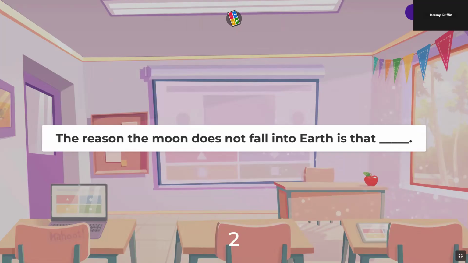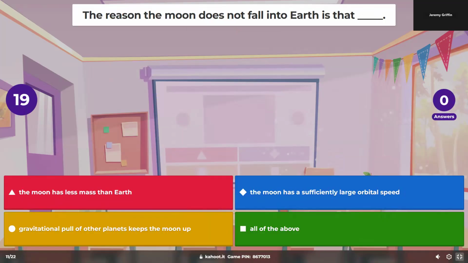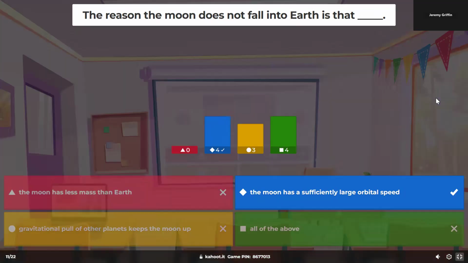Reason the moon does not fall into Earth. The moon has less mass than Earth. The moon has sufficiently large orbital speed. Gravitational pull of other planets keeps the moon up. All of the above. What's the primary reason? Why doesn't the moon crash into the Earth? Sufficiently large orbital speed, right? It's moving fast enough to the side that, see, it is always attracted to the Earth, but it's moving so fast to the side that it never actually gets any closer. And that puts it in orbit, right?